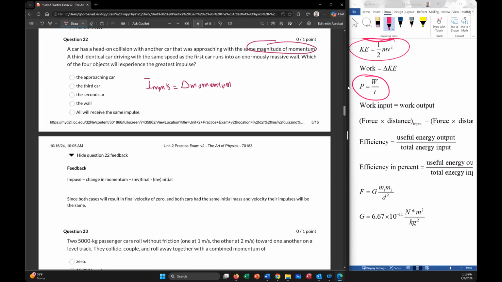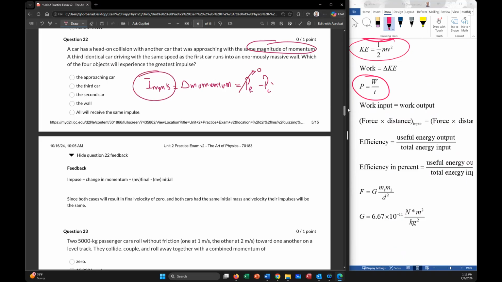Okay. Momentum final minus momentum initial. Good. What is the momentum final? They all stop. Yes? Zero. What is the momentum before? They were all the same. So what is the same? The impulse of all of them is going to be the same, yes?